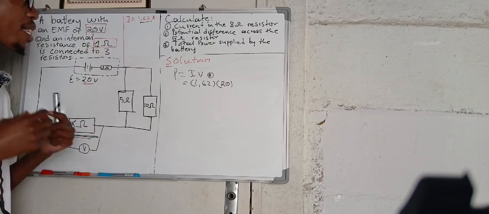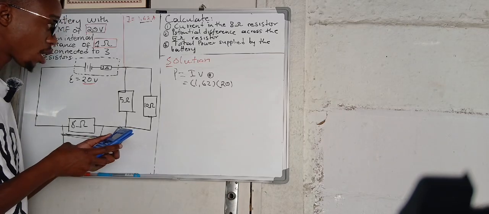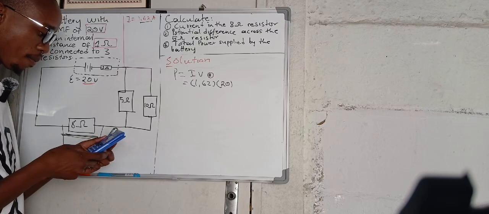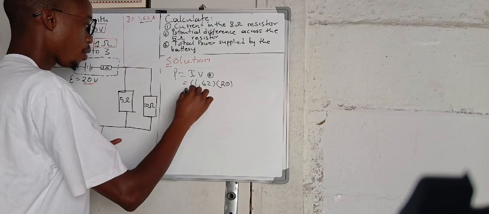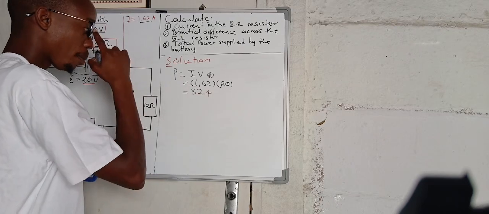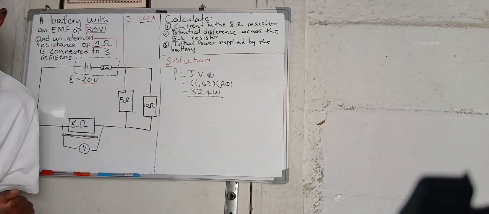Hence they say the power supplied by the battery. So I'll be saying 1.62 multiplied by 20, and I have my power as 32.4 watts. So that is question 3.